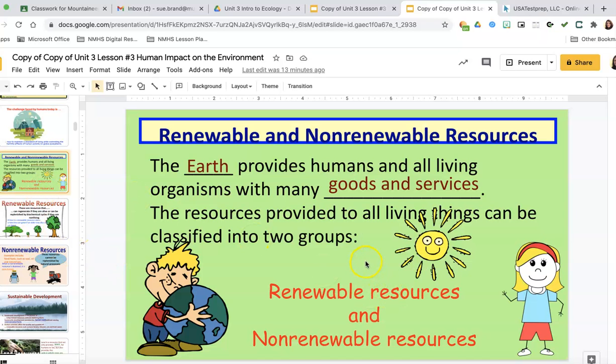So we talked about some of the resources that we use, natural resources. So we need to learn the difference between a renewable resource and non-renewable resources. So the earth provides humans and all living organisms with many goods and services. The resources for all living things can be classified in two groups as renewable or non-renewable resources.